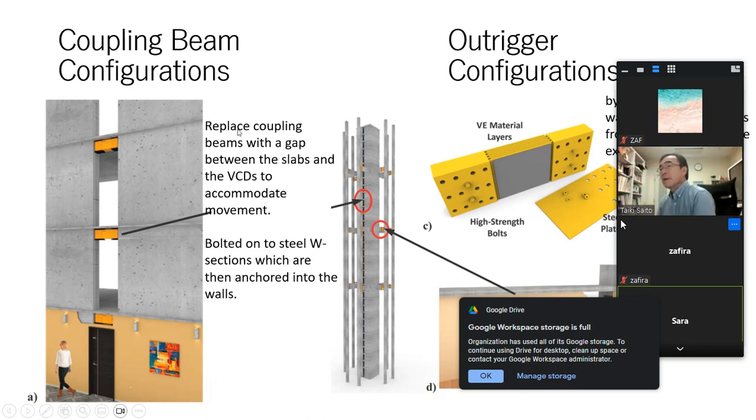We see this replaces coupling beams with a gap between the slab and the VCTs to accommodate movement. Where is the gap in this picture? Coupling beams with a gap between the slab and viscous damper. Where is the gap in this picture?